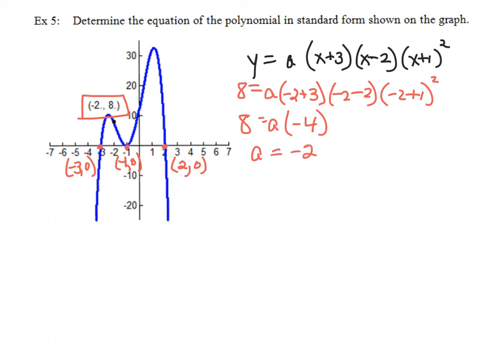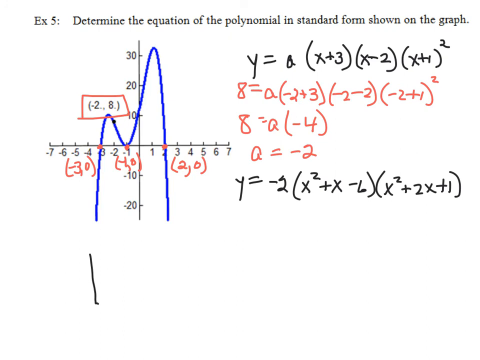Go back and substitute that value of a in. So I have -2. I'm going to multiply these next two together, so I get x squared plus x minus 6. Let's square x plus 1, so that's going to be x squared plus 2x plus 1. Now, because I'm trying to multiply a trinomial times a trinomial, I'm going to need a 3 by 3 box this time.